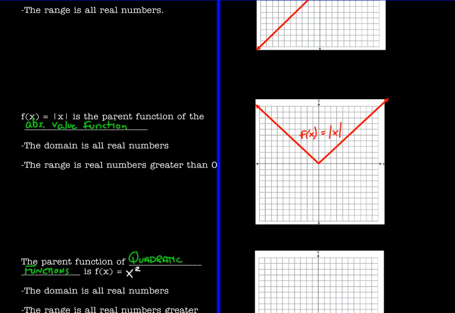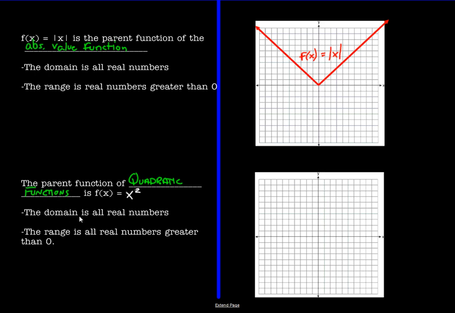f of x equals x squared. The domain is all real numbers, and the range is all real numbers greater than 0. That's just for x squared. It looks like a parabola, where you go 1, 1, negative 1, 1. You go out 2, 2 squared is 4, so we get up here at 4, and negative 4. And the nice thing about this is it's symmetrical, 3, 9, negative 3, 9. So if you do it to one side, you automatically have the same shape on the other side.